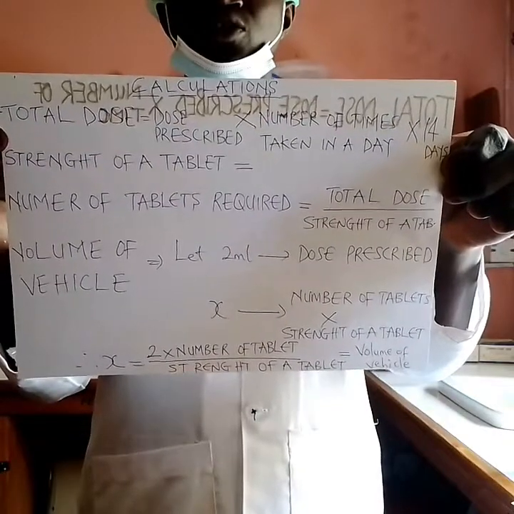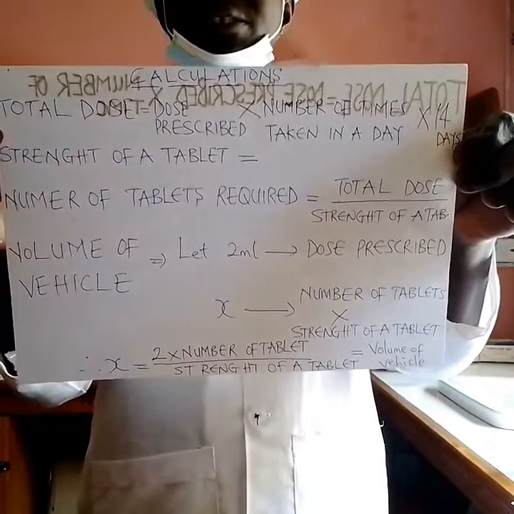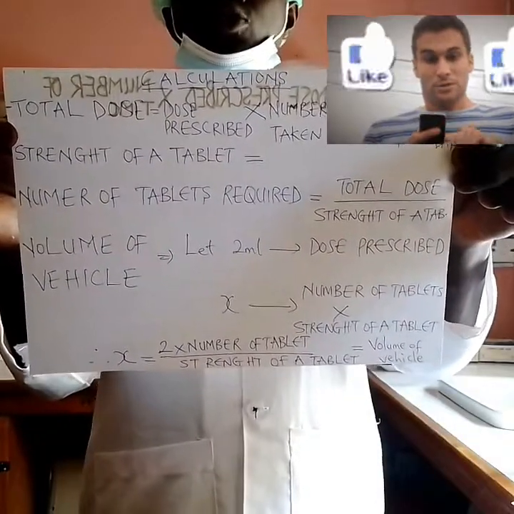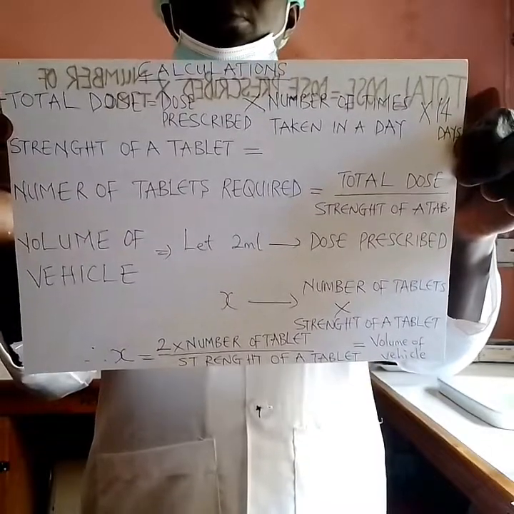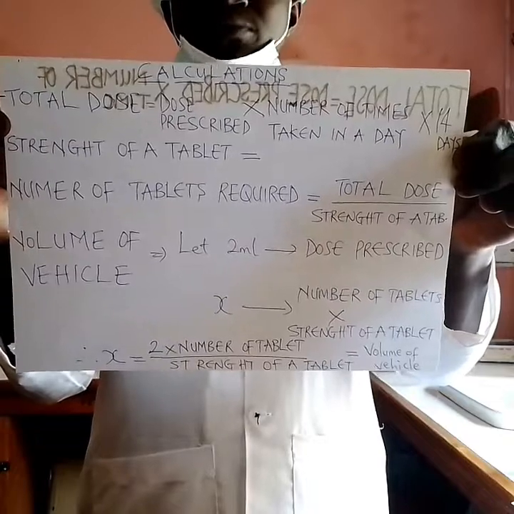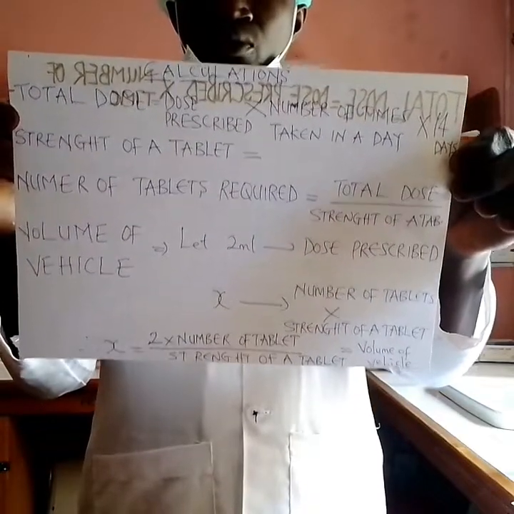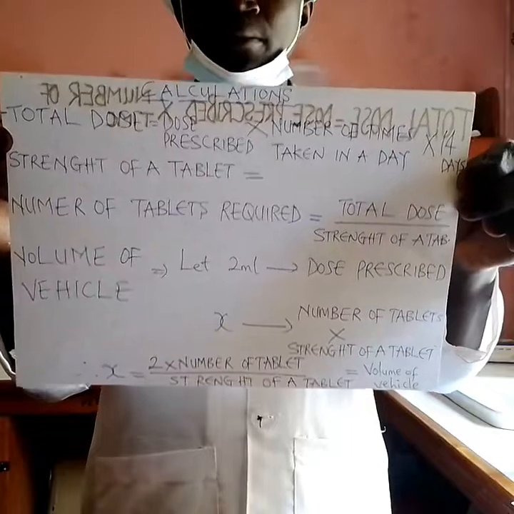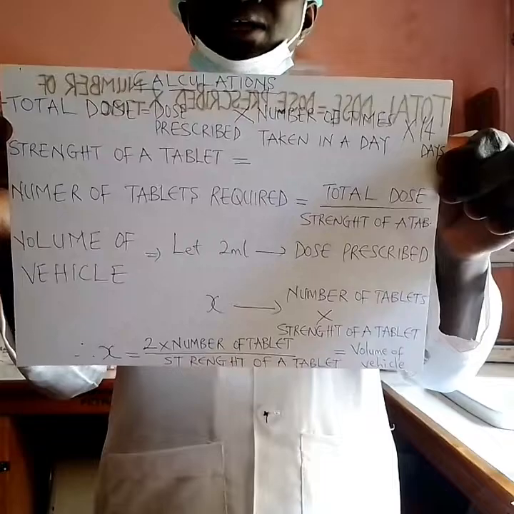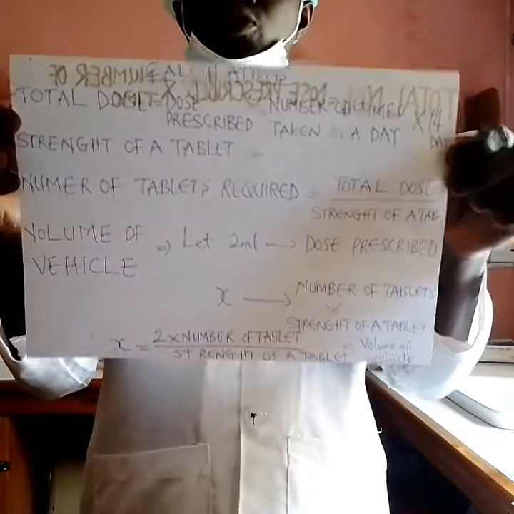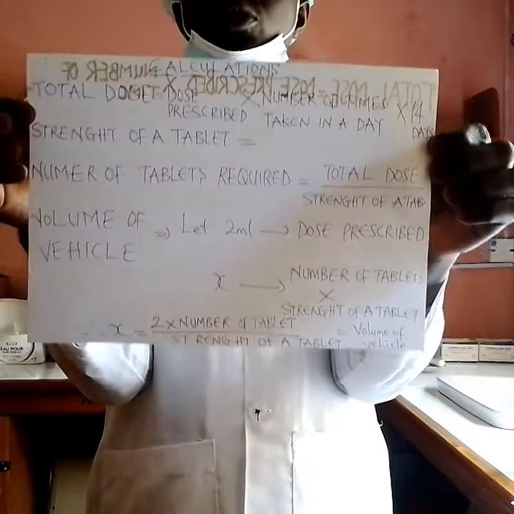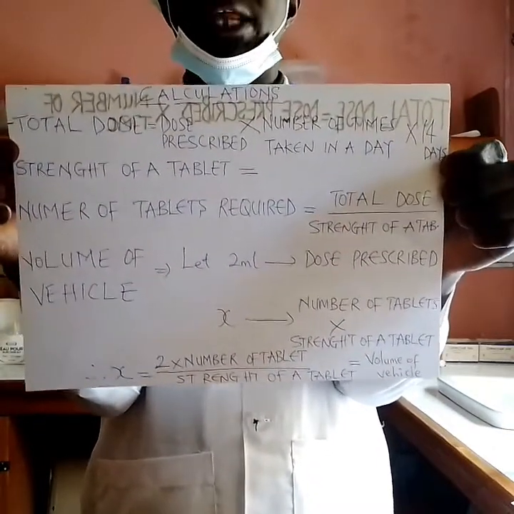How do you get it? You say total dose all over strength of a tablet, or each tablet, or one tablet. So, once you do the division, round the answer to the nearest whole number. Nearest whole number, you get an answer. That answer is what we will now use in getting the amount of vehicle you are to use in the compounding.